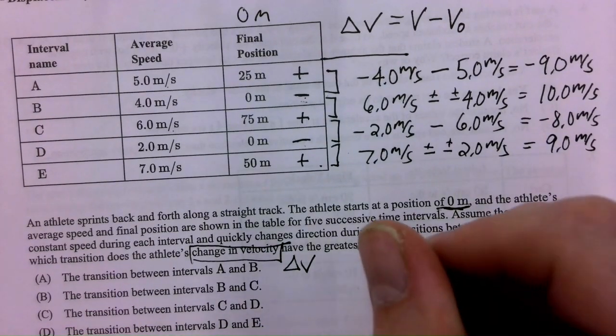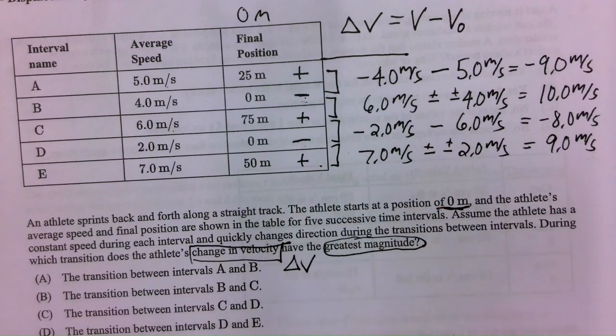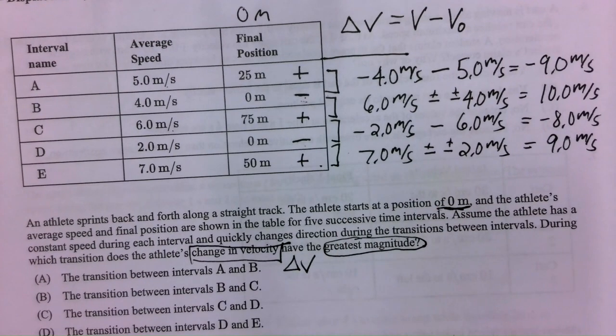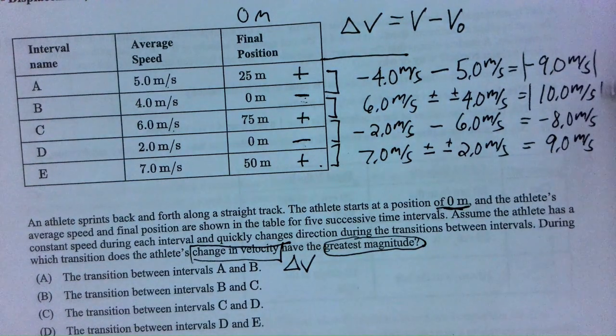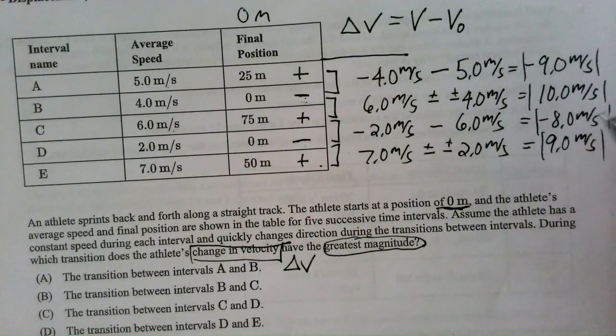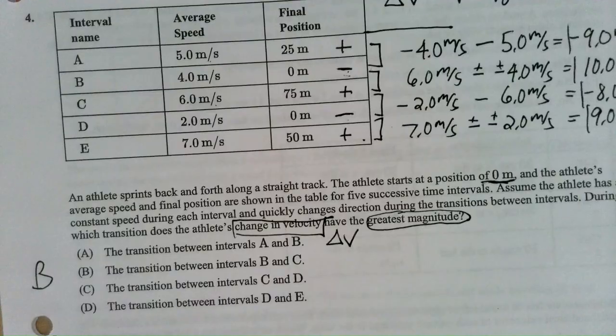We have to pay attention to the fact that we're looking at the greatest magnitude, which just means which number is bigger if we were to take absolute values of these. Okay, and so in this case, this is 9, 10, 8, and 9. And so the greatest magnitude is going to be between B and C, which is choice B.